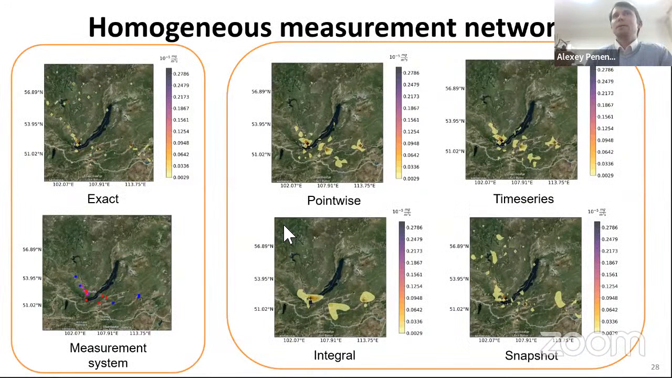But what about the complete picture? How can we summarize it? One more experiment is the homogeneous measurement networks. We now collect the different experimental data to summarize it. Here are the homogeneous measurement networks, where every site of our network collects a specific type of data: point-wise measurements, reconstruction based on point-wise measurements, on time series, on integrals, when we collect only snow, for example, in all the measurement networks, and the snapshot reconstruction.